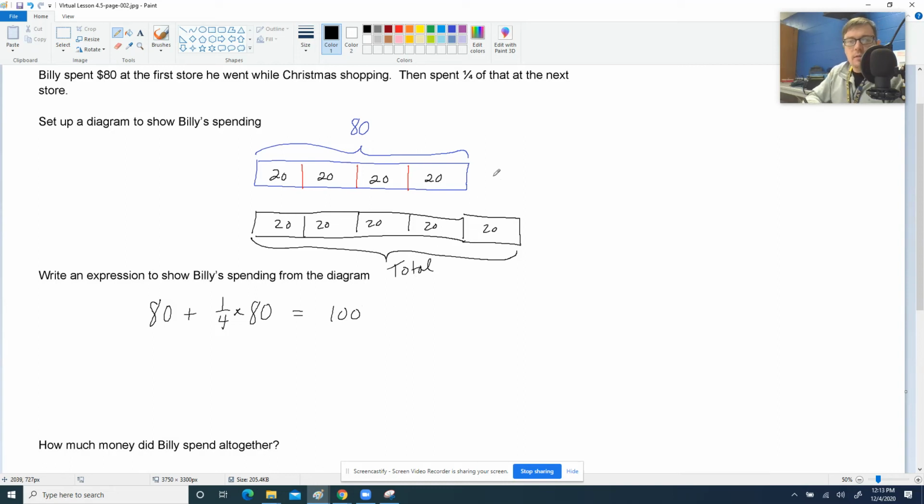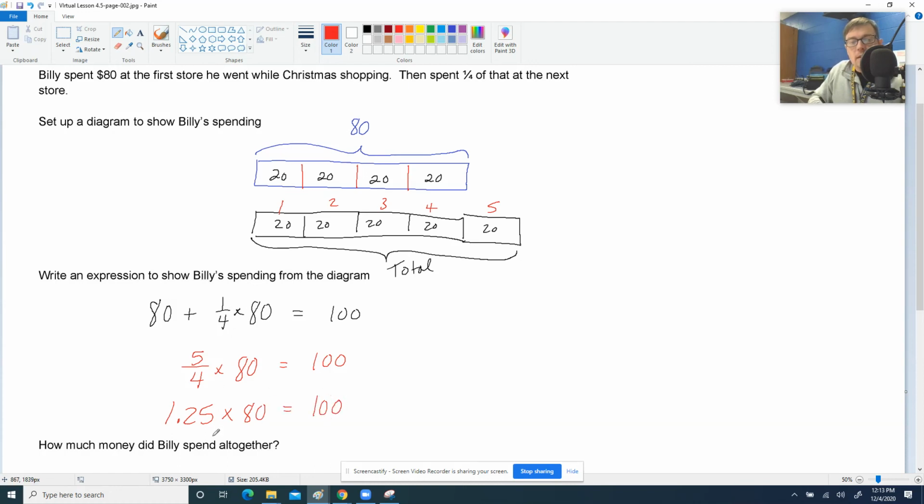Another way to express this is to not think of it as taking a whole and adding 1/4, but to think of it like I did a while ago, with this being 1, 2, 3, 4, 5 quarters. So another way to write this would be 5 quarters times 80 is 100. And what we're really going to get into tomorrow is we're not going to think of this as 5 quarters. We can actually put this into decimal form. And this looks like this. 5 quarters is $1.25 times 80. And that would also be 100.